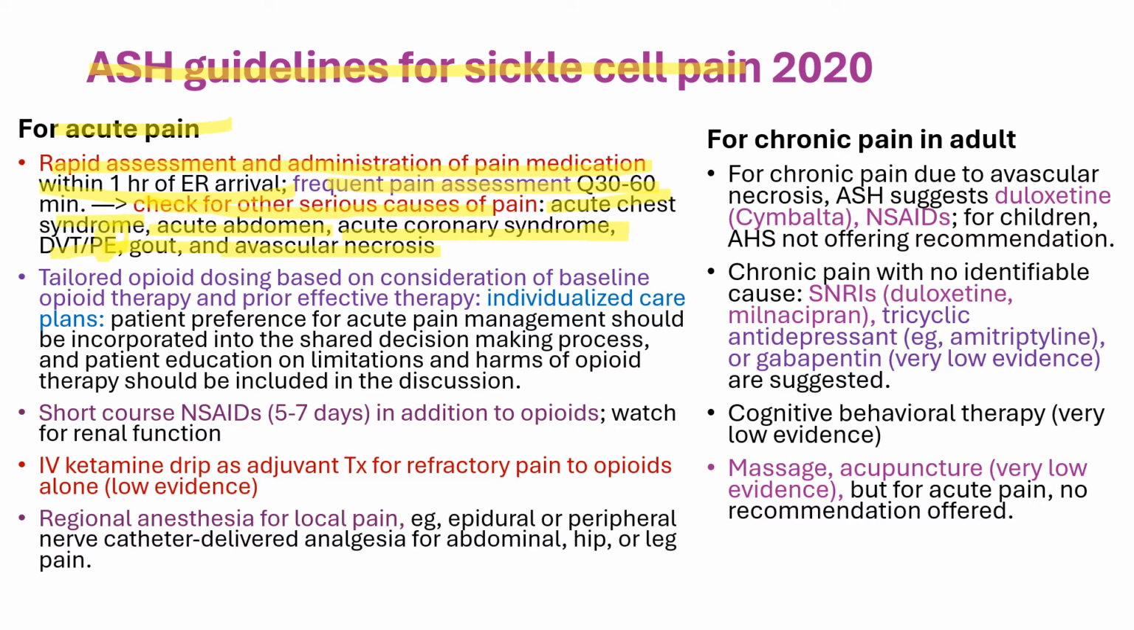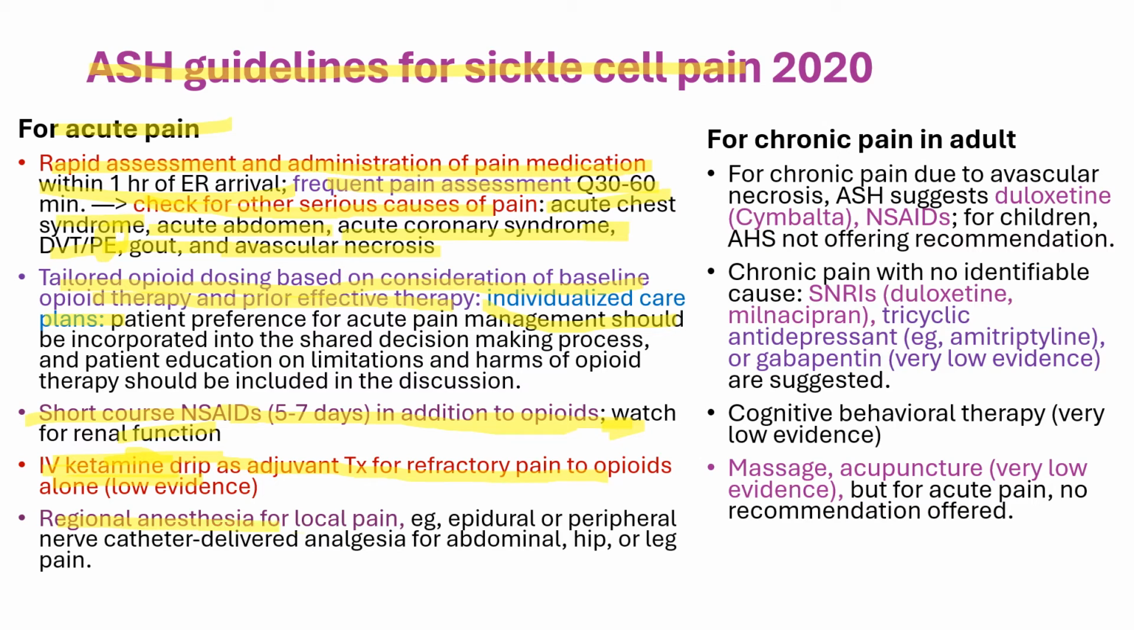And tailored opioid dosing based on consideration of baseline opioid therapy and the prior effective therapy, which actually means individualized care plans. And a short course of non-steroidal anti-inflammatory drugs for 5 to 7 days, in addition to the opioid, may be allowed, but watch for renal function. IV ketamine drip as adjuvant therapy for pain refractory to opioids alone can be used. At Current Medical, we use this IV ketamine with pretty good results.